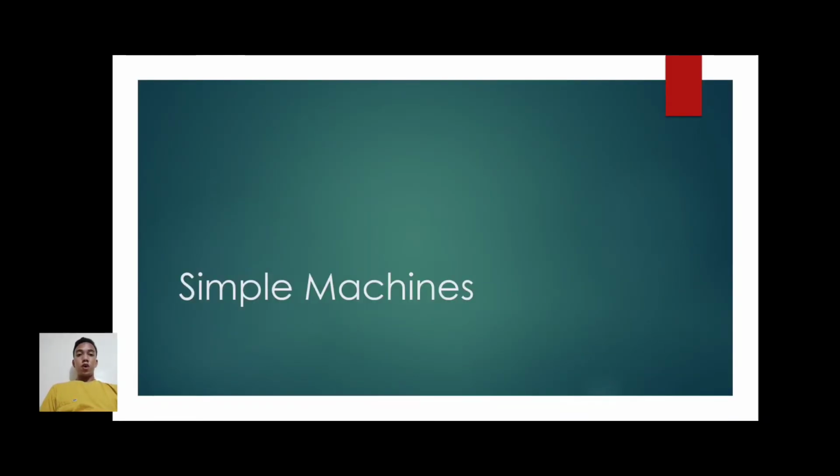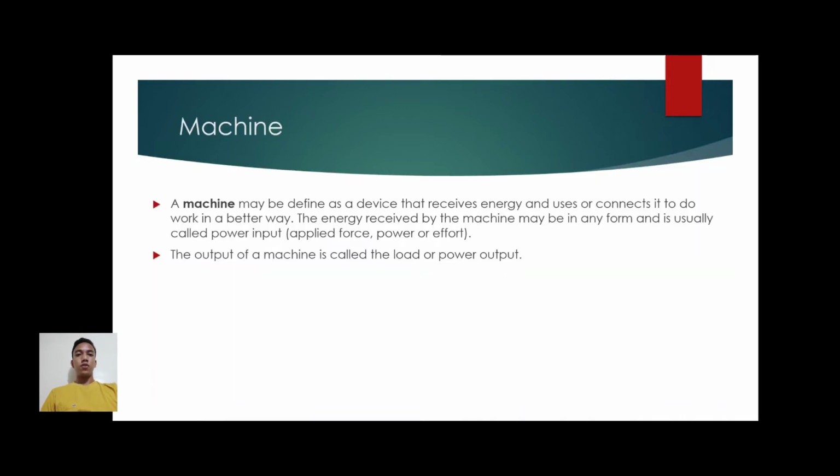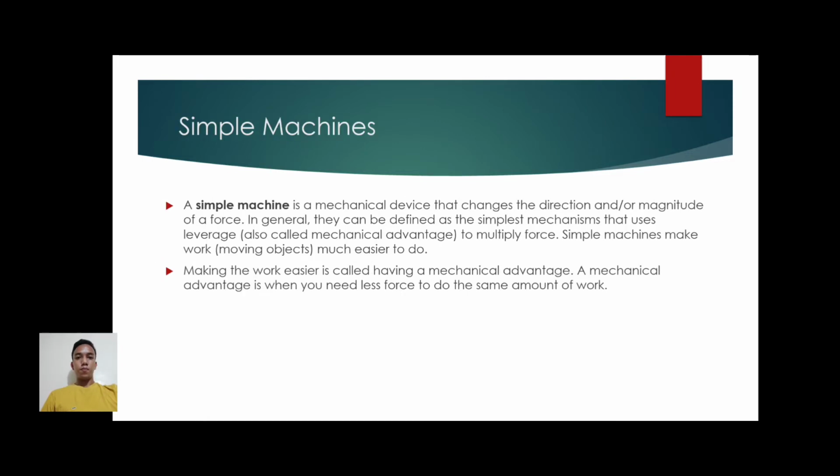In today's video po, I'll be discussing the topic about simple machines. So first, what is a machine? A machine may be defined as a device that receives energy and uses or converts it to do work in a better way. The energy received by the machine may be in any form and is usually called power input, applied force, power, or effort. The output of a machine is called the load or power output.